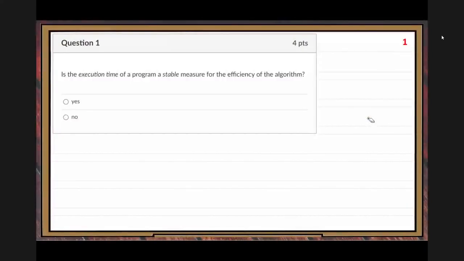The first one: is the execution time of a program stable, measured? Answer is no. In the class, I explained that. The reason it is not stable is because different machines have different computing power. Some machines, supercomputers, high-end, can do much faster. For some computers, low-end, even 10 years old, relatively slow. So you cannot compare those computers using this execution time directly.